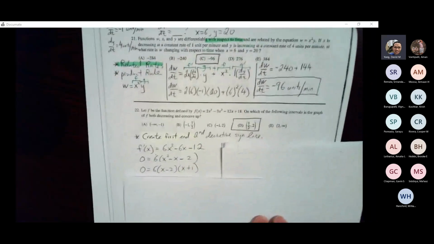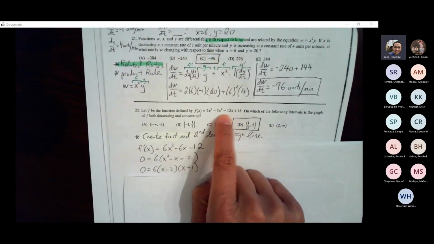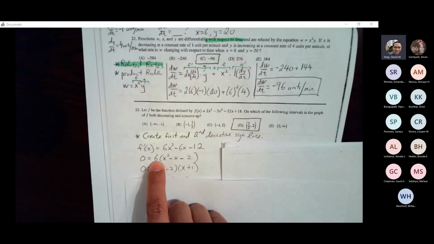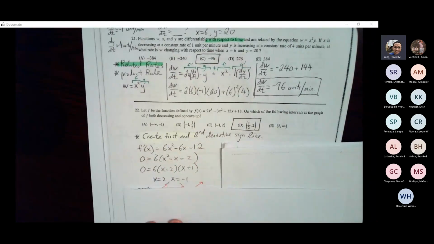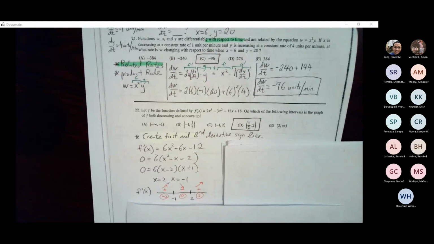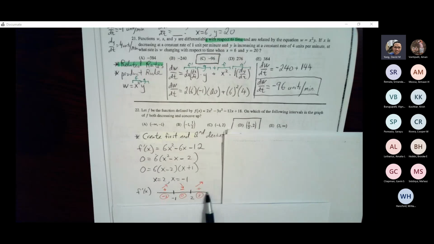Right, so we start off by creating our f prime sign line. So let's make our way to the first derivative. We can go through power rule for each term. Set equal to 0. Factor out a 6. Solve for x. We get 2 and -1. We make our f prime sign line. Populate our sign line. Test each subinterval. So I'll test -2 in for the first interval, 0 in for the second interval, and 3 in for the third interval.